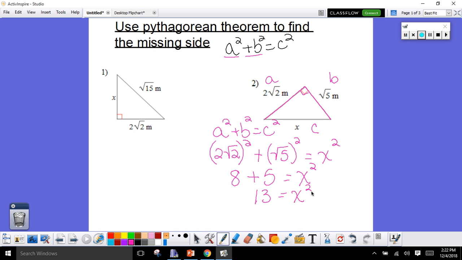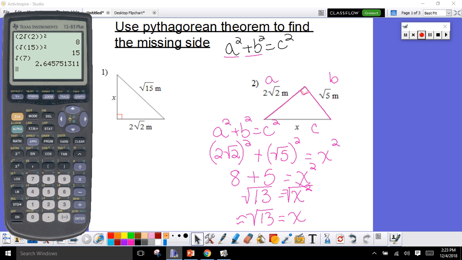Remember, to get rid of an exponent, I take the square root. Whatever I do to one side, I do to the other. So my answer is X equals the square root of 13, or the approximation. Let's do that really quickly. So the square root of 13 is 3.61.